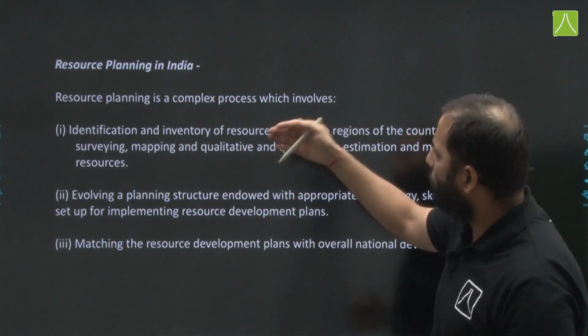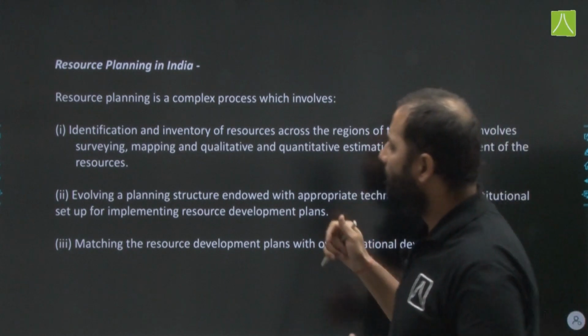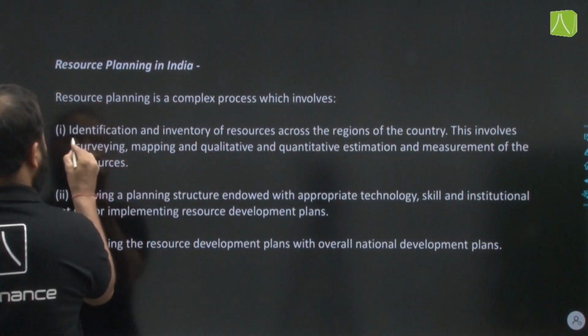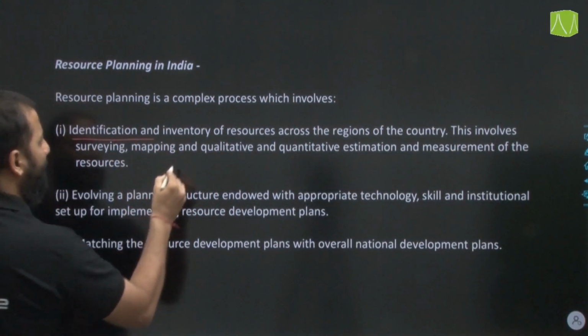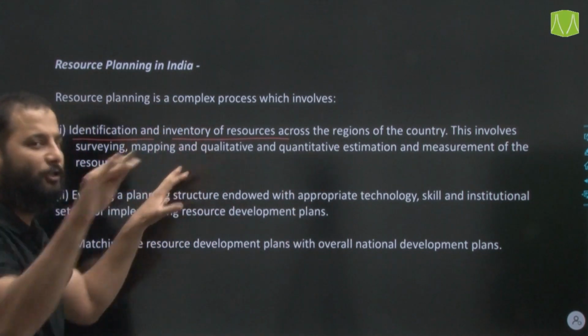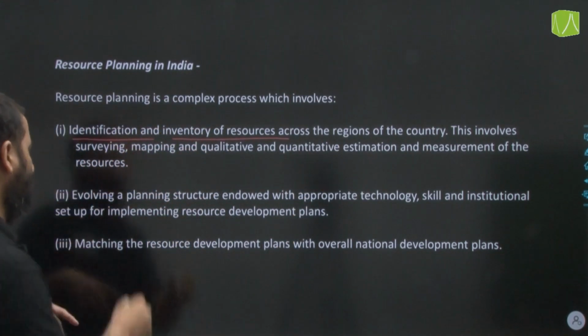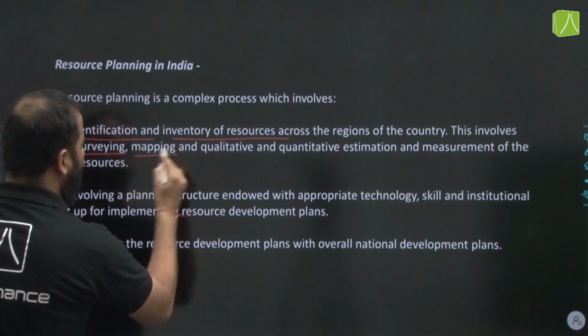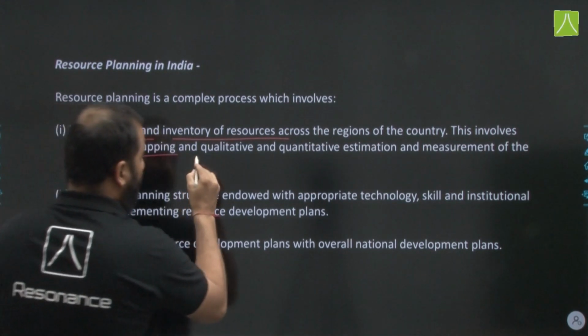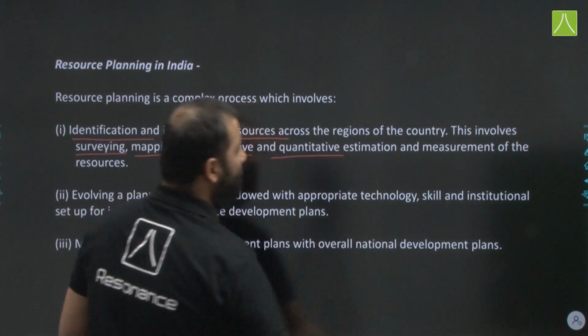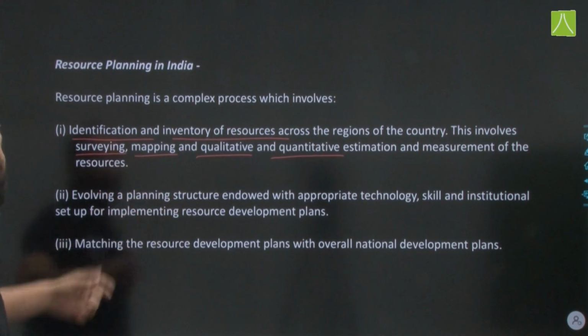It is a complex process which involves, first, identification and inventory of resources across the regions of the country. This involves surveying, mapping the resource, and its qualitative as well as quantitative aspects, estimation and measurement of the resources.